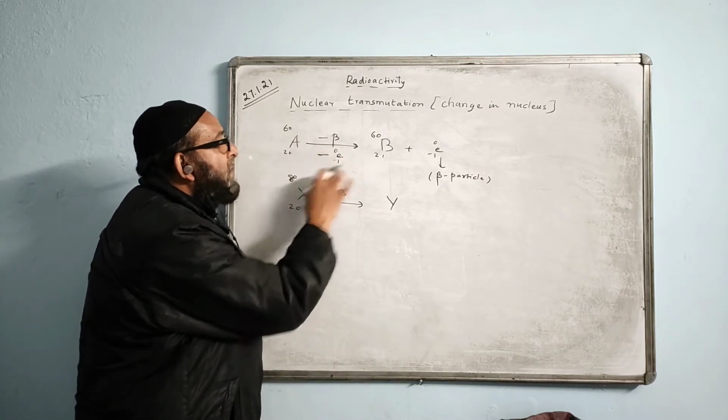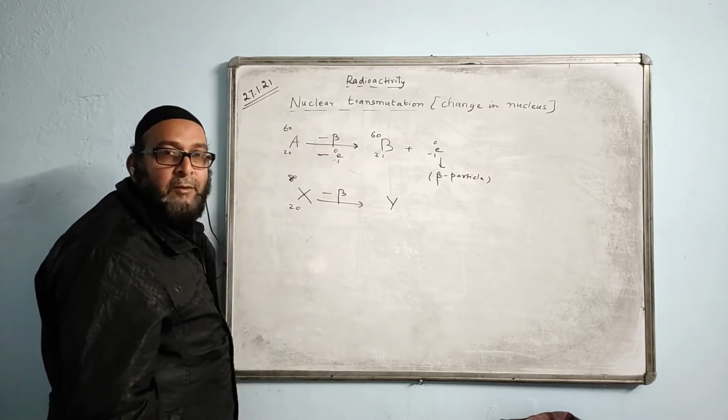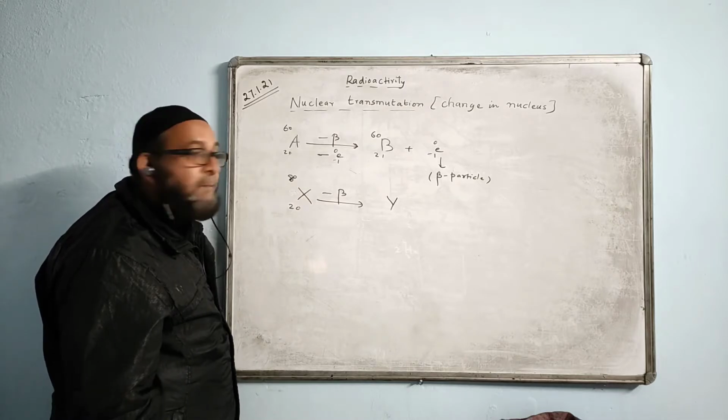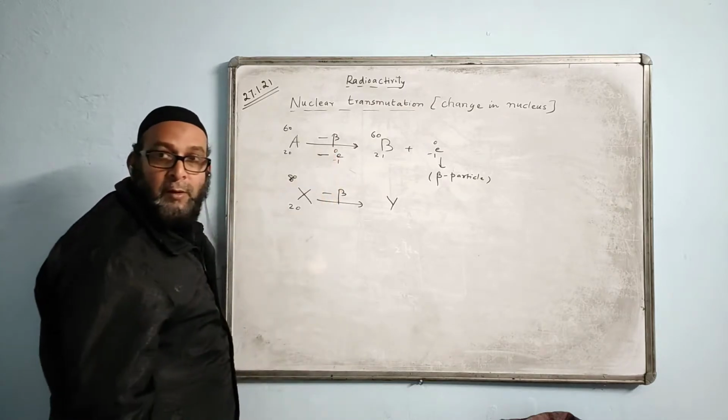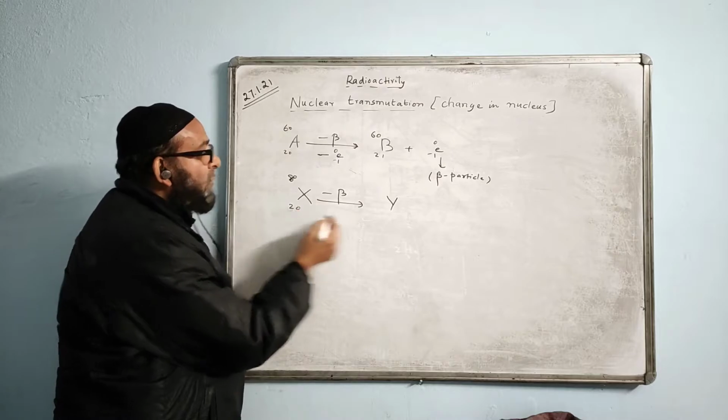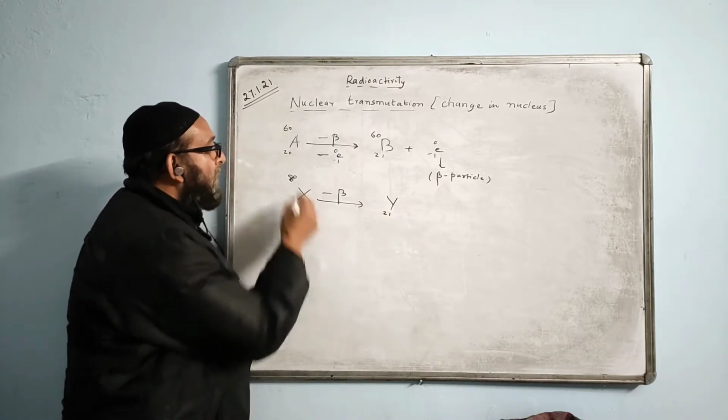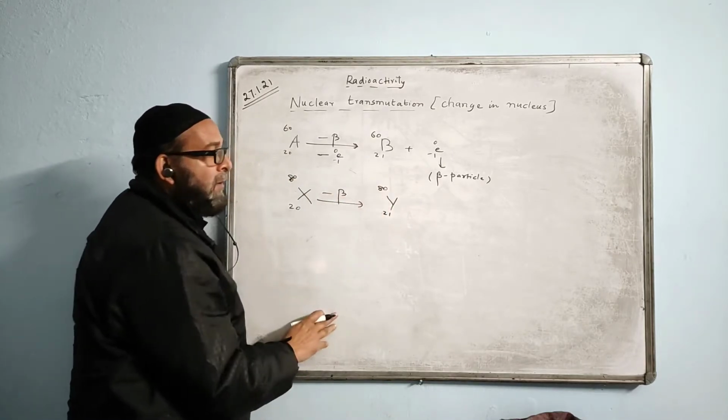You may not write this, this is just for your help only. But keep in mind, a beta particle is minus 1, 0 electron. Then the atomic number will increase by 1. 20 now becomes what? 21, and the mass number remains the same.